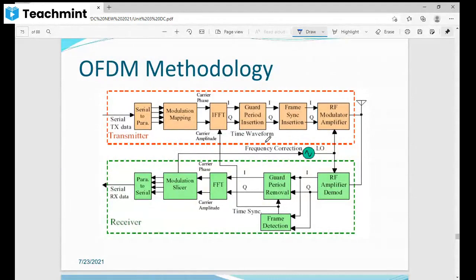So how can this be achieved? This will be the block diagram of OFDM, frequency division multiplexing. Okay, so in this case, there is a transmitter and a receiver.